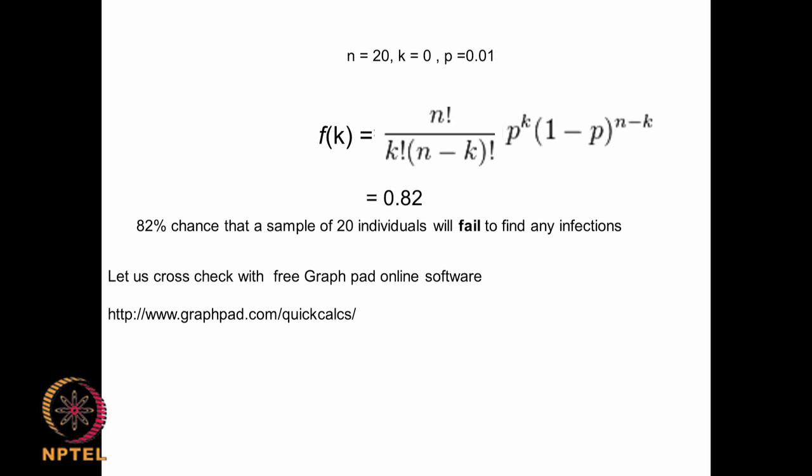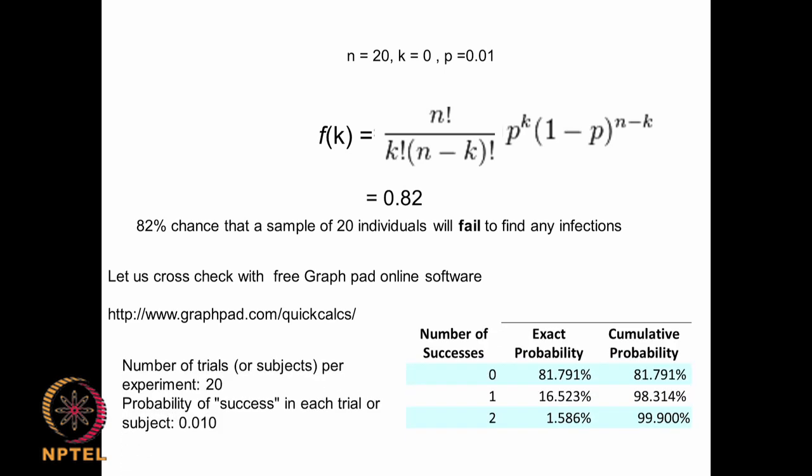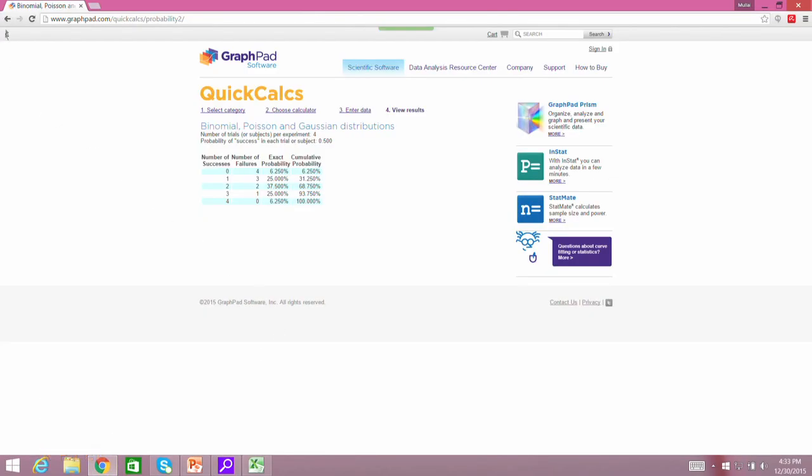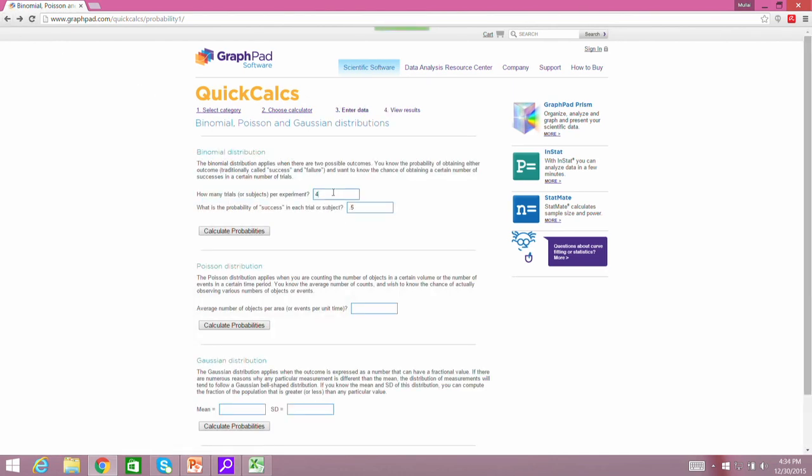Okay. Now we can also check with the online software. Using the same online software, for example, same thing. For getting 0, it gives you 81% or 82%. So if I want to find at least 1, 18% will happen actually. Same thing, we can do it using this. So what we do, we'll go to GraphPad, and then I go back, and I will put 20.